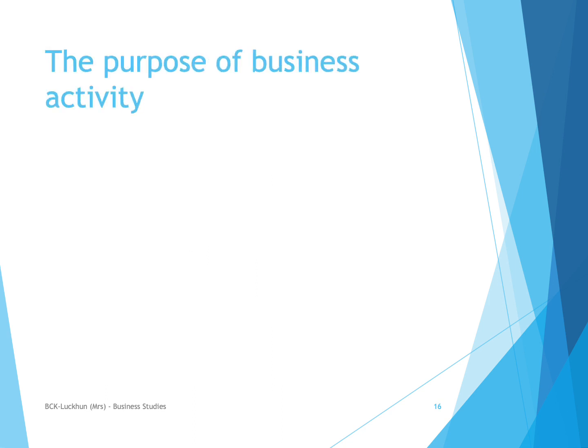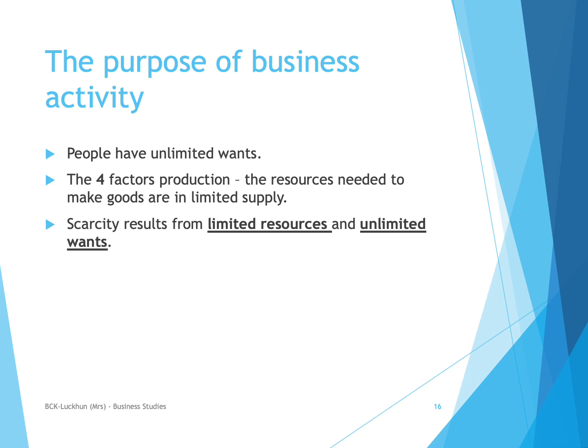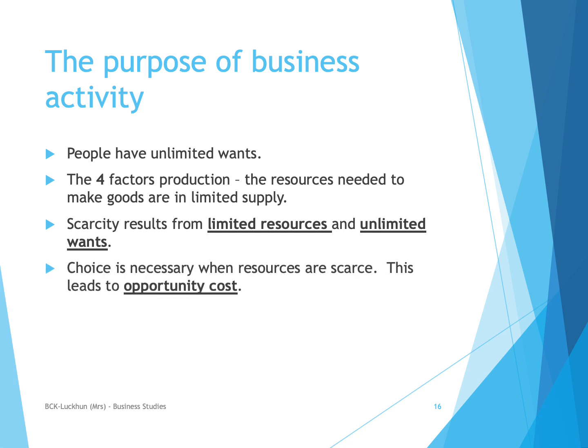Now let us have a look at the purpose of business activity. So what we have learned is that people have unlimited wants. The four factors of production, that is, the resources needed to make goods, are in limited supply. Scarcity results from limited resources and unlimited wants. Choice is necessary when resources are scarce. This leads to opportunity costs. Then, specialization improves the efficient use of resources.